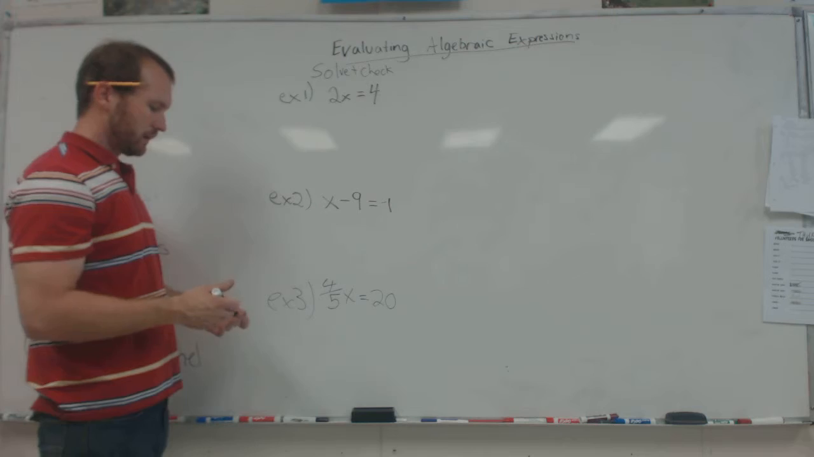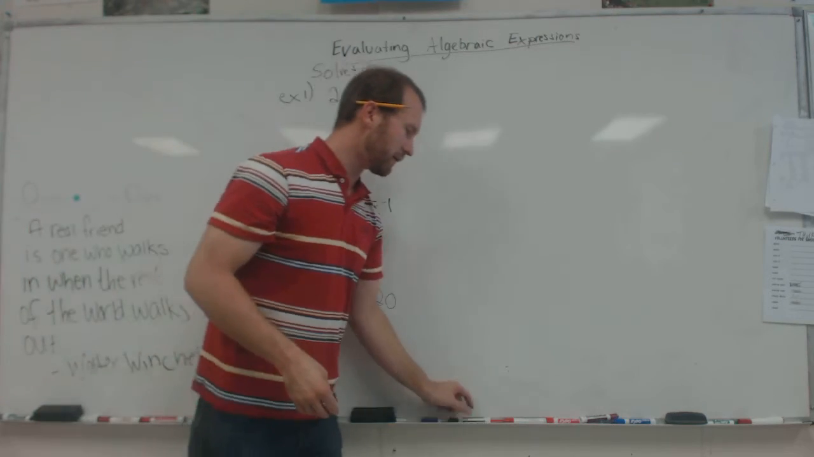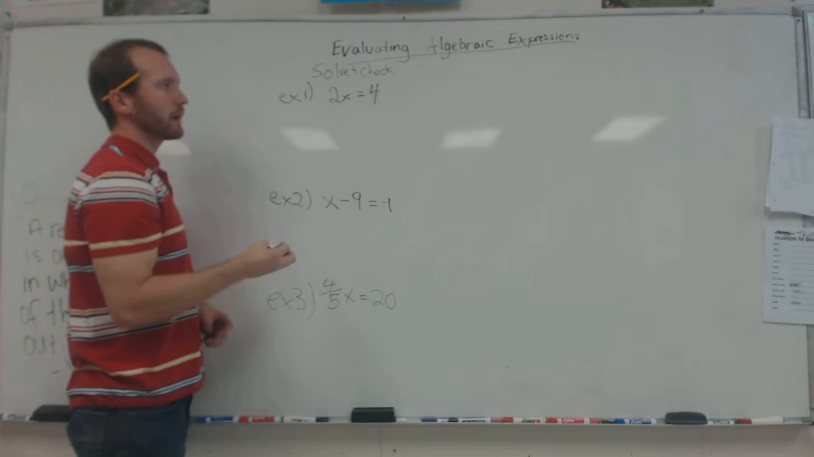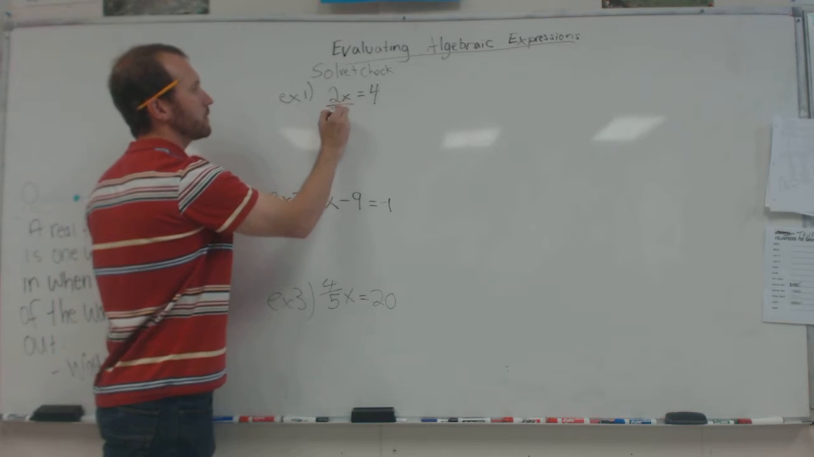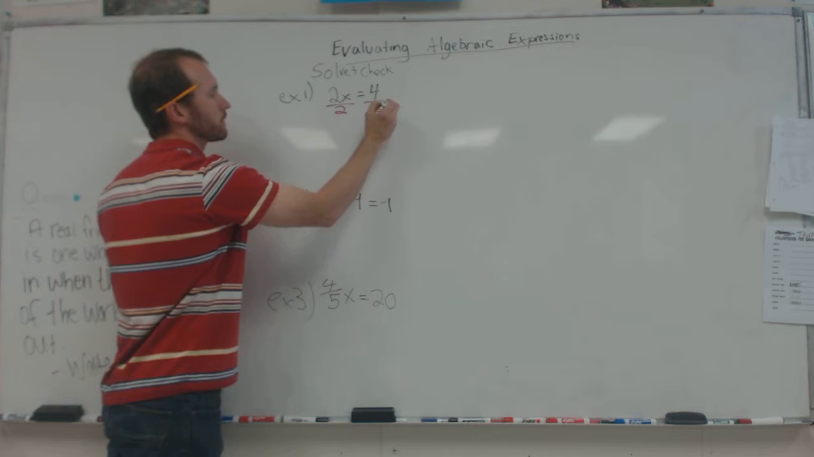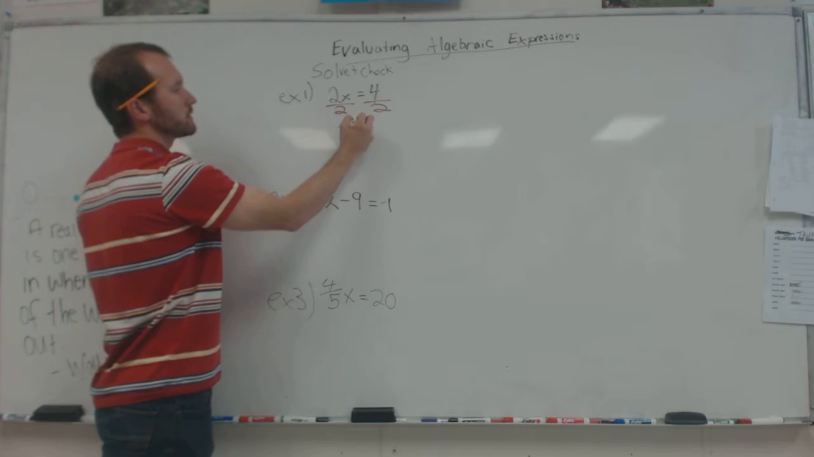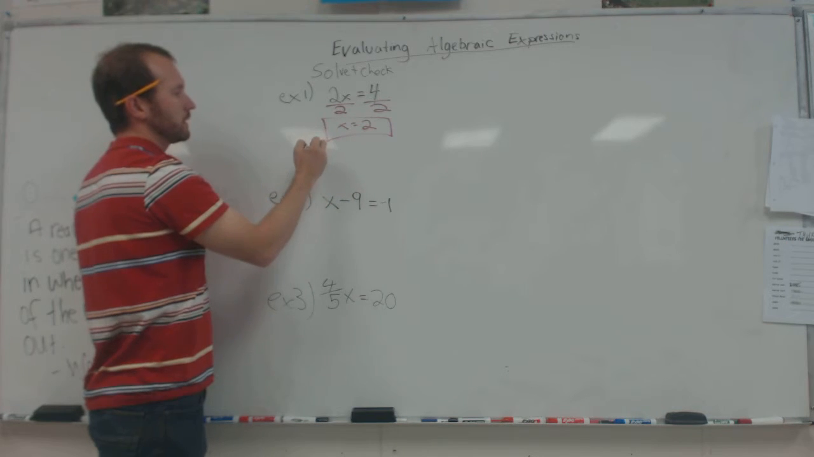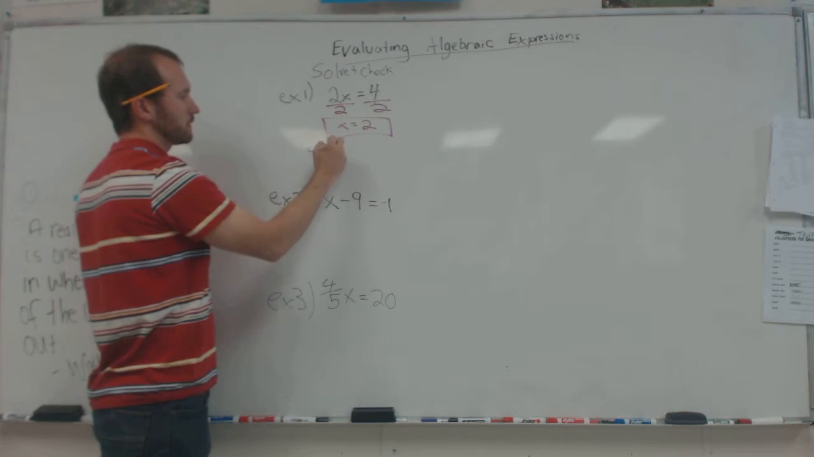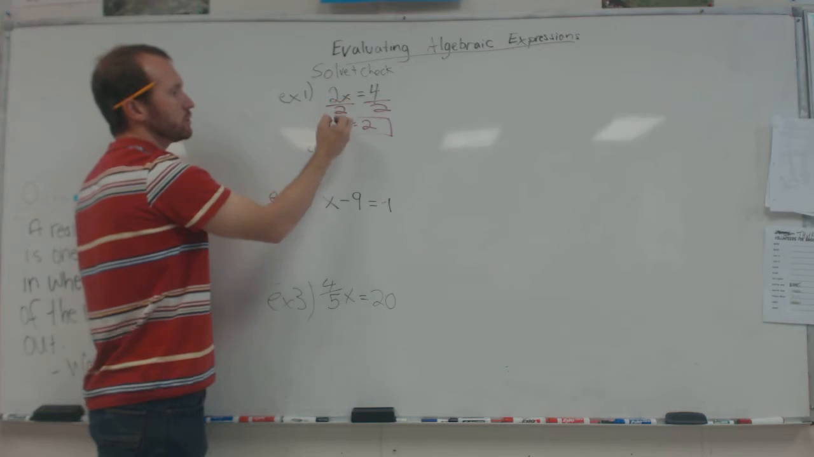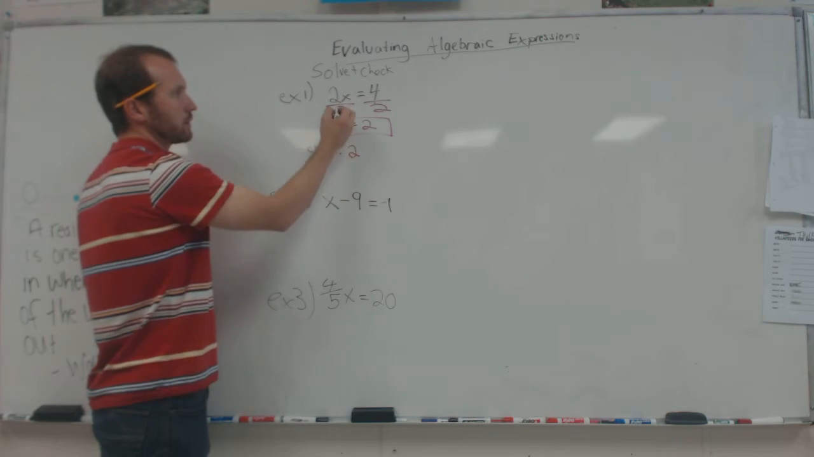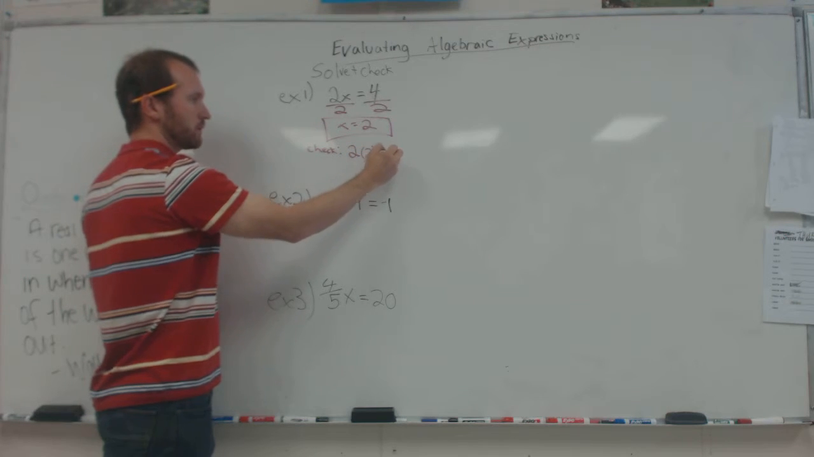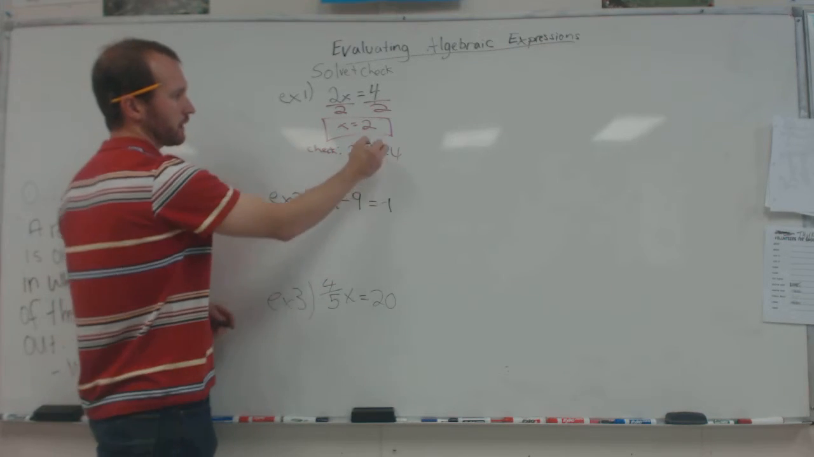Okay. To solve, first let's solve this first one. Ready? How are we going to get rid of this 2 in front of the x? Good. Divide by 2. So then we have x equals 2. Now we're going to check that. So here's my answer, and here's my check. 2 times 2 equals 4. Is that true? Yeah.